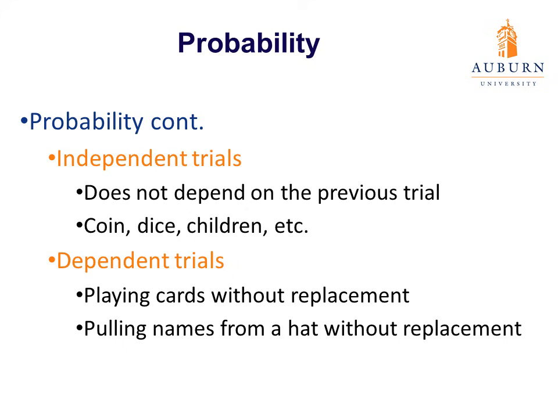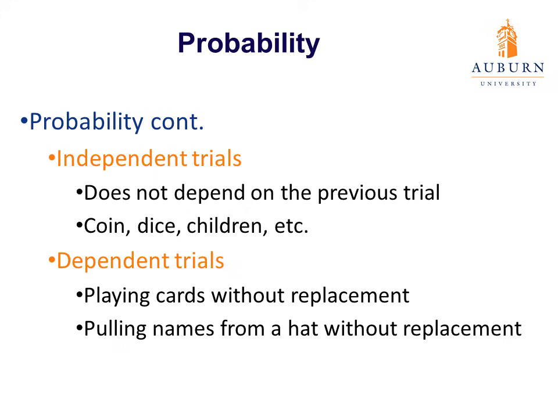But there's still 12 face cards in the deck. And so the proportion now is 12 over 51. And so the probability, if I was to turn that into a decimal, would be 0.24. So the probability on this second trial has increased from 0.23 to 0.24. And so the probability has now changed, and that's because I didn't put that card back in the deck. It became a dependent trial.